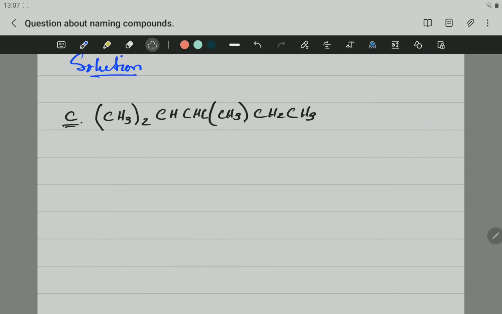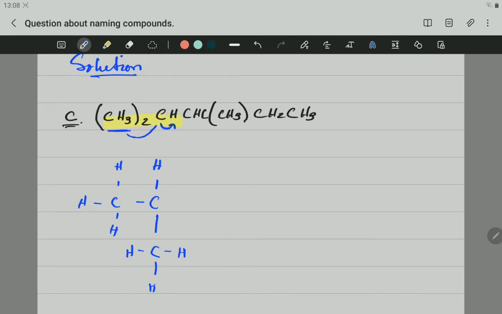Here is compound C. Let's write the structural formula for this compound. We can see here that we have 2 CH3, and those 2 CH3 are connected to 1 carbon. So you will have a carbon here that has 2 CH3, one there and the other one at the bottom. It doesn't really matter where you place those CH3s. And this carbon is also connected to 1 hydrogen, so I'm going to put it on top. So this is the first part up until there.